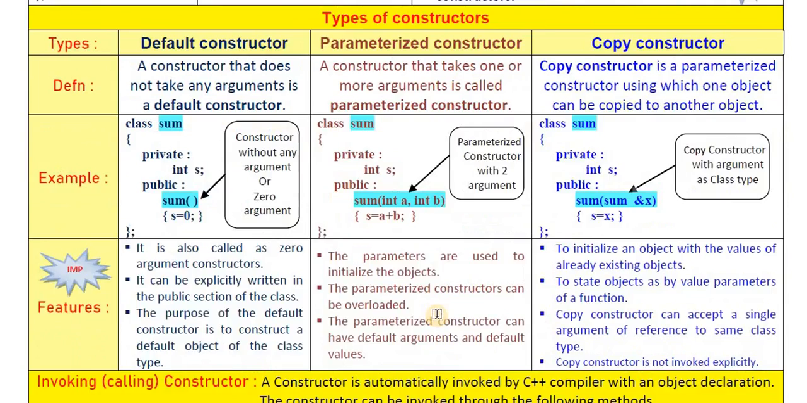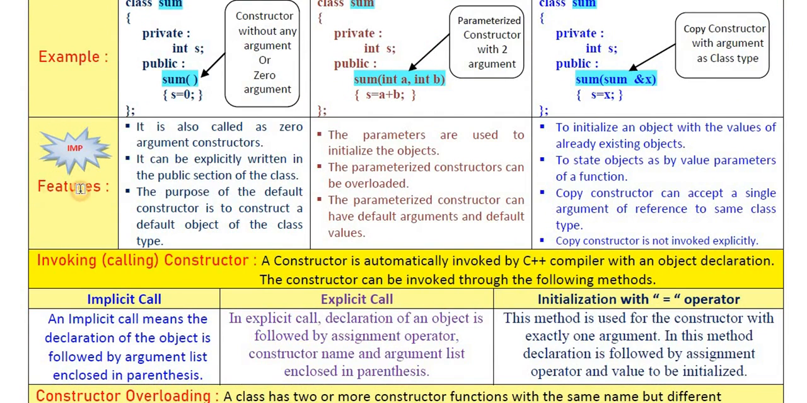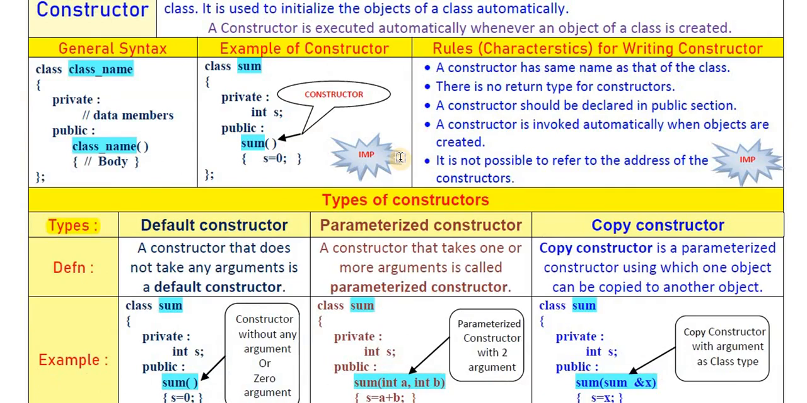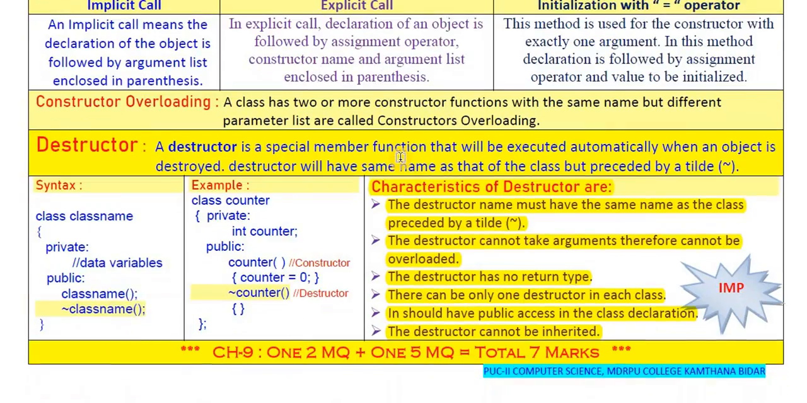So this is very, very important. For 3 marks, definitely features or types of constructors will be asked in the examination. So this is about constructor and destructor.